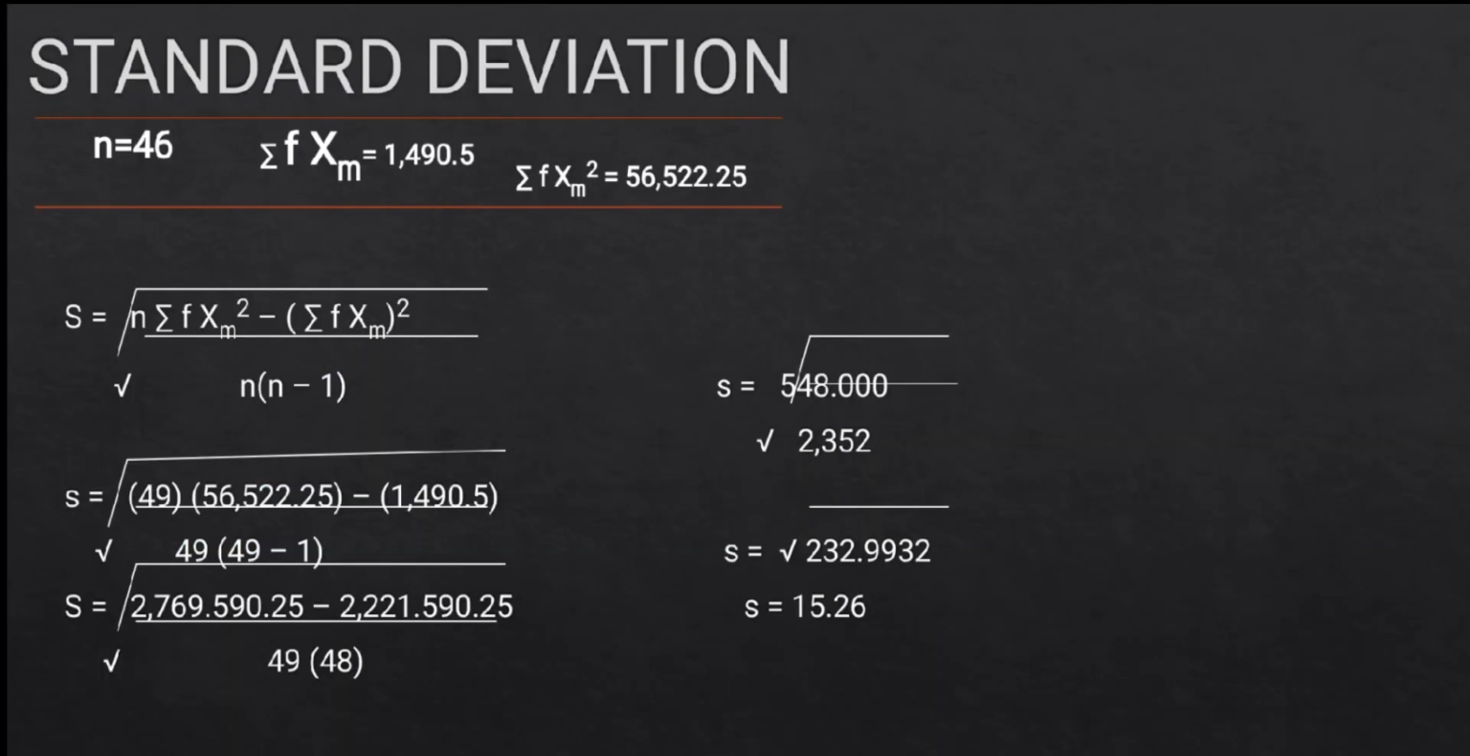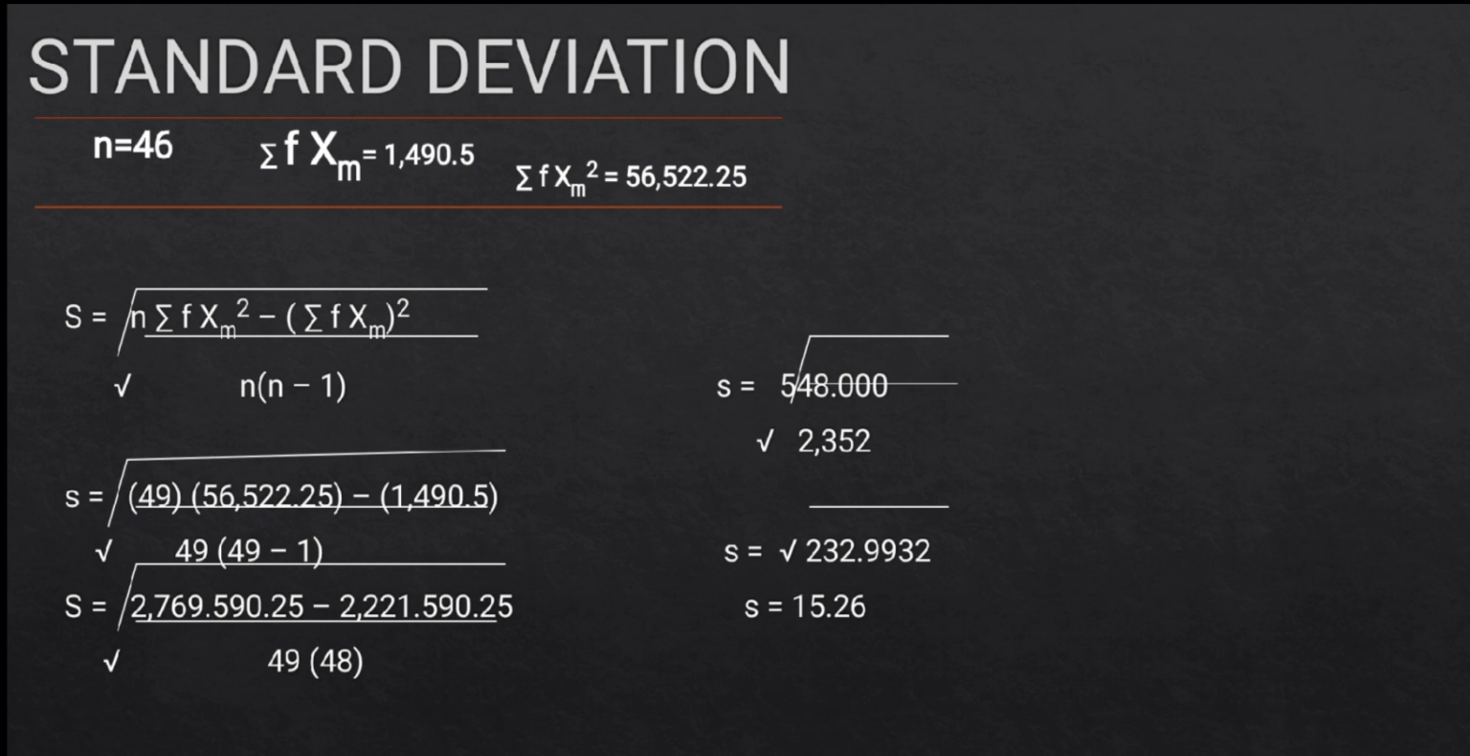Last but not the least, we have the standard deviation. In order for us to find its value, we'll need to have our n, which is 49, the summation of the frequency multiplied by the class mark, and the summation of the frequency multiplied by the class mark squared. This formula is what we'll be using for the computation. We have our n multiplied by the summation of f times class mark squared, minus the square of the summation of frequency multiplied by the class mark, all over n multiplied by n minus 1.